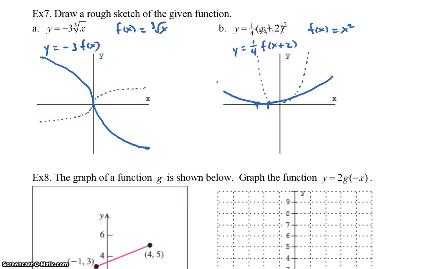The vertex would, as I said, be at -2, 0. That's not real obvious from my sketch, but the vertex would be right here at -2, 0, just so you're aware.